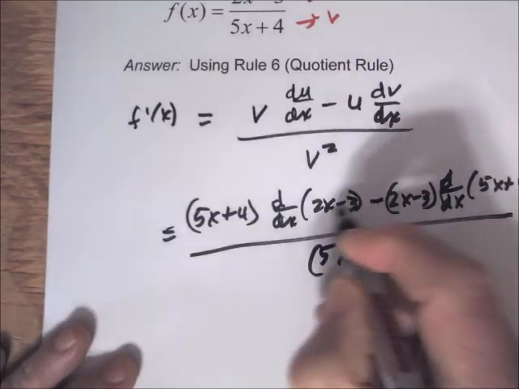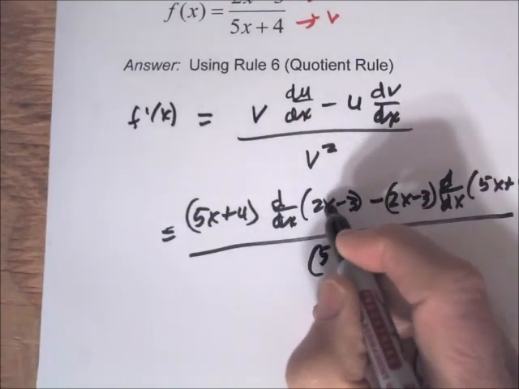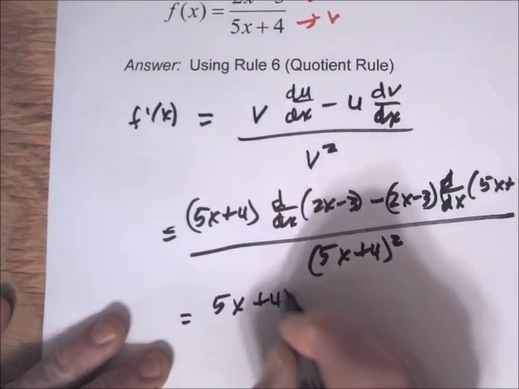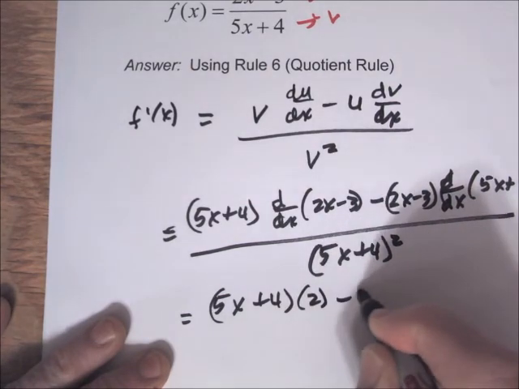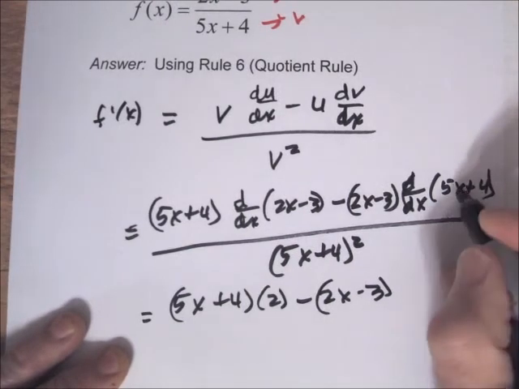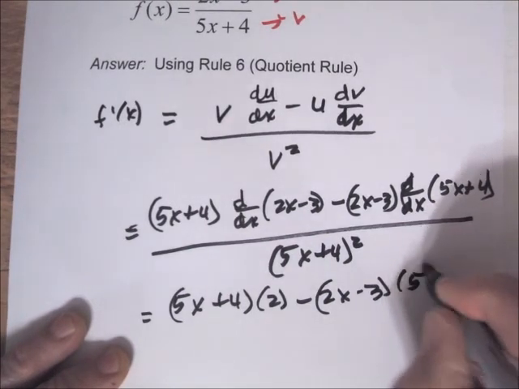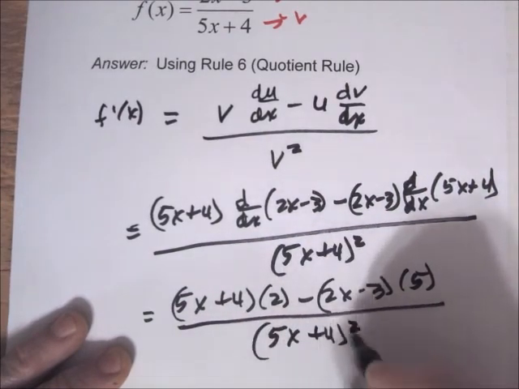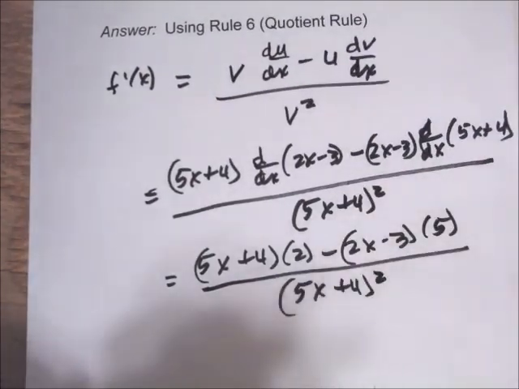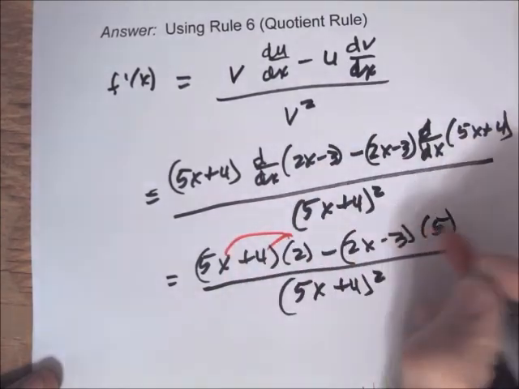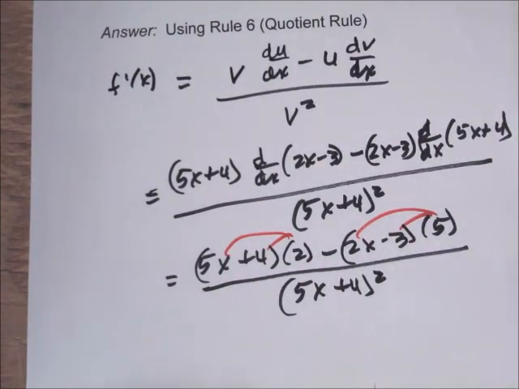Okay, so this is a linear factor here. The derivative is just the number in front of x. It's a slope. So it's going to be 5x plus 4 times 2 minus 2x minus 3. And again, this is a linear factor here. The derivative is just the number in front of x. That's the slope. 5 over 5x plus 4 quantity squared. And then we can distribute the 2 and distribute the 5. Next we can distribute the minus sign too. May as well distribute the minus sign.